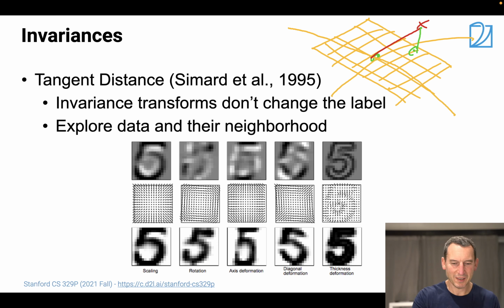And what's displayed here are the scaling and rotation, axis deformation, diagonal, and thickness transforms. Then this is basically the derivative of that transformation. It's actually a finite difference between the original and the transform. And these are the corresponding flow fields. You can clearly see, for instance, that for rotation the flow field goes like so, whereas for scaling it clearly pinches everything together and so on.